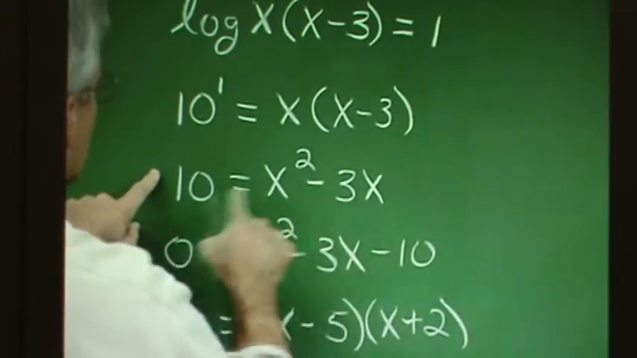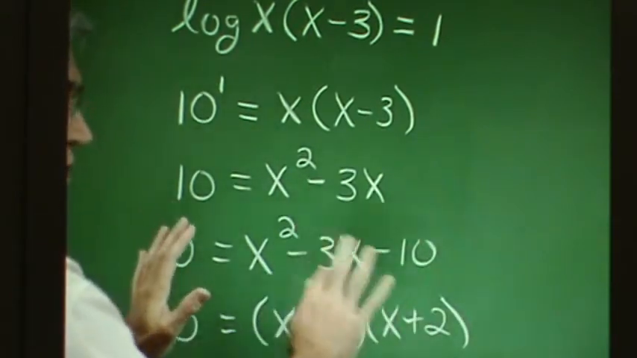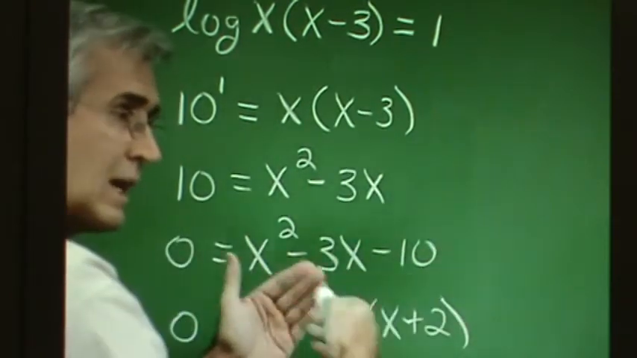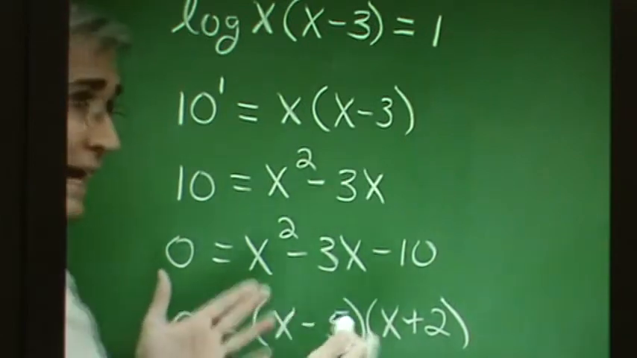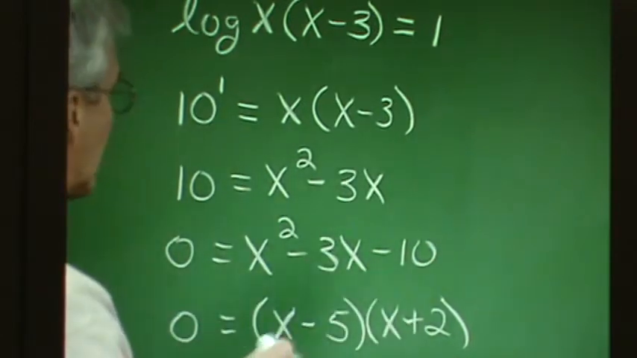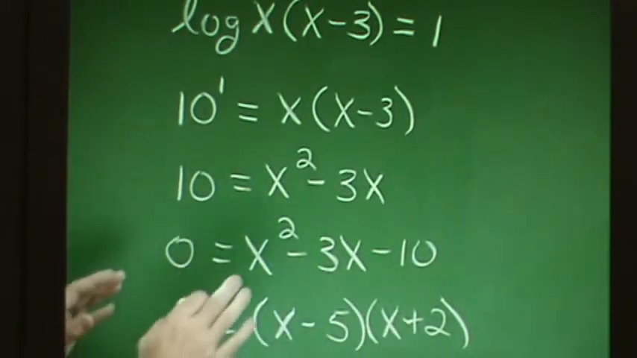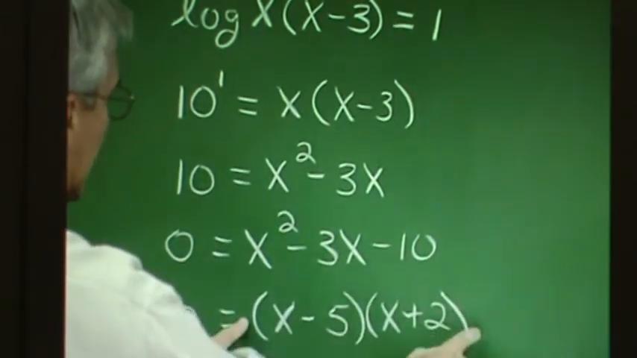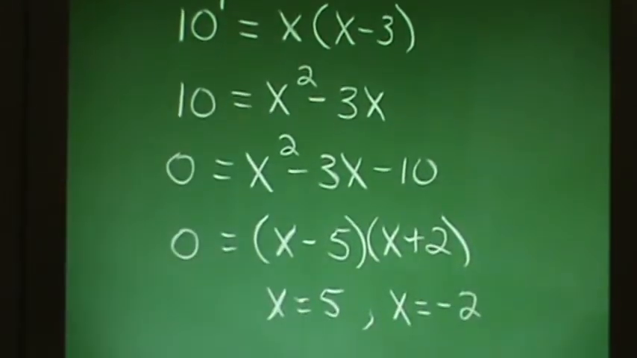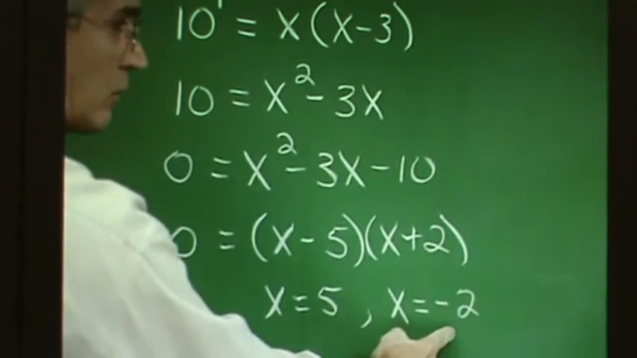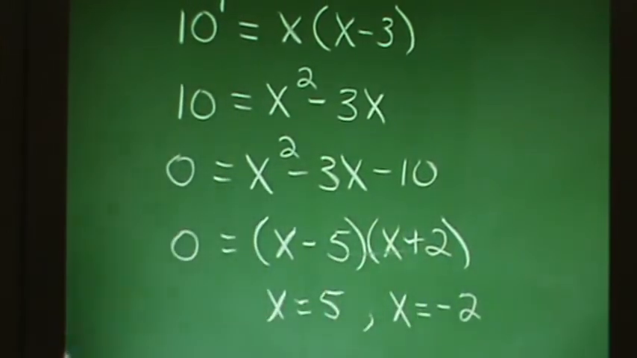So here we would subtract 10 on both sides, and our prescription here, as you know, is to put all the terms on one side and attempt to factor. If we can't factor, we need to use the quadratic formula for solving it. But here we can factor. We factor this into x minus 5 times x plus 2. We find x to be equal to 5 and x equals 2 as the zeros for this equation.